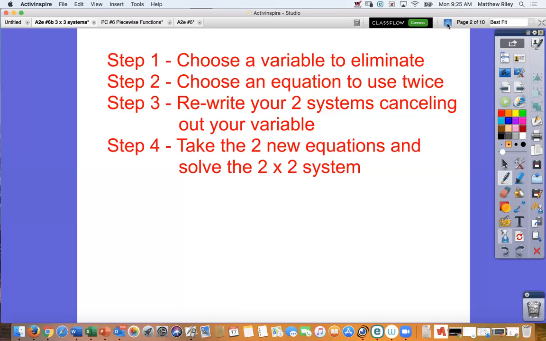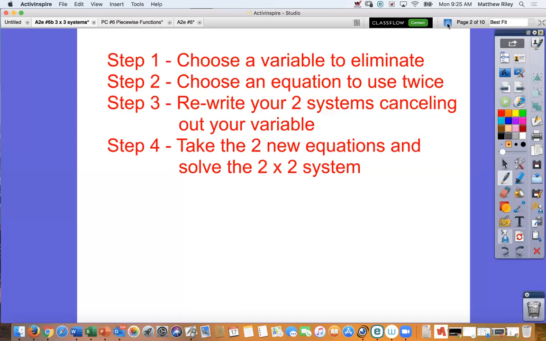So again, the first step is you guys get to choose a variable to eliminate. There's no wrong choice. There's often a better choice, but again, no wrong choice, just like what we were doing on Friday. Choose an equation to use twice. Again, no wrong answer there. But again, there's usually a better one.